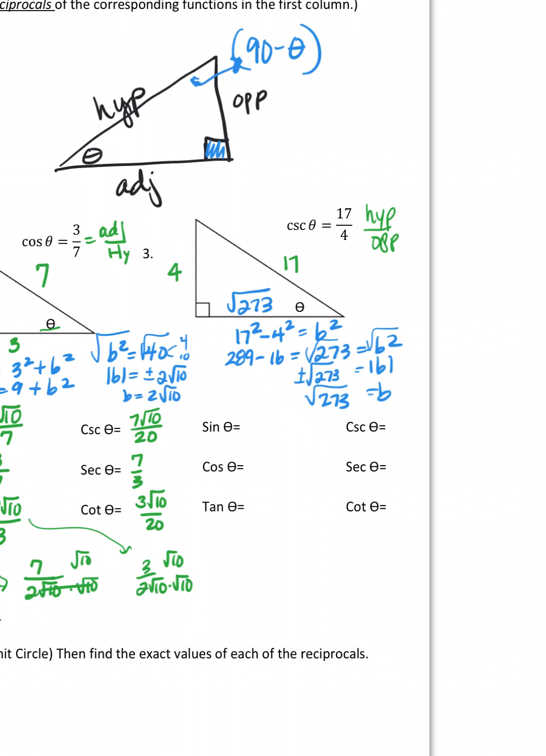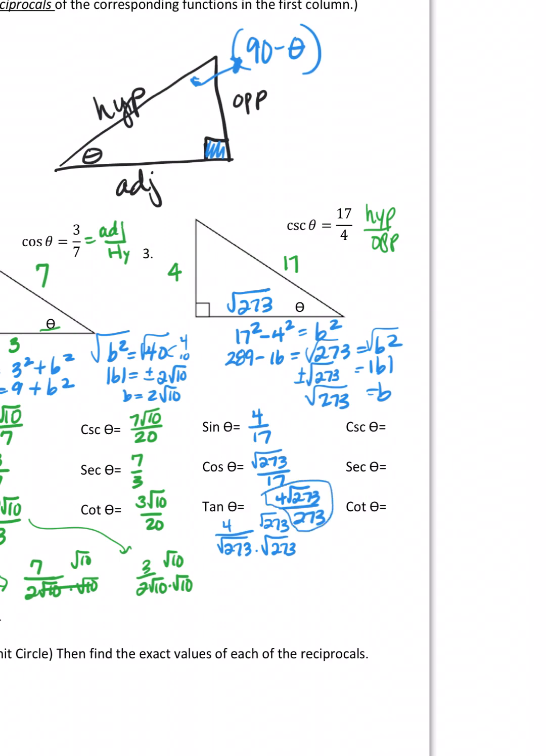Okay, so now the sine relative to theta, opposite is 4 over 17. We could have done that with cosecant, right? Cosine, square root of 273 over 17. The radical on top is fine. Tangent is opposite over adjacent, so that would be 4 over square root of 273. So if we rationalize that, you'll begin to see these patterns evolve, and you won't have to necessarily do all the work, okay? So there's my tangent right there.